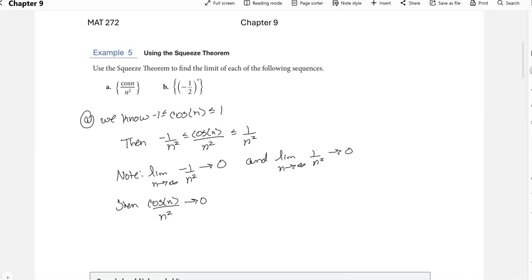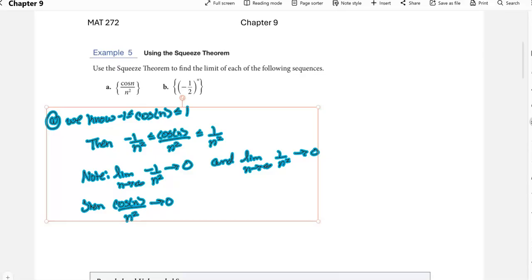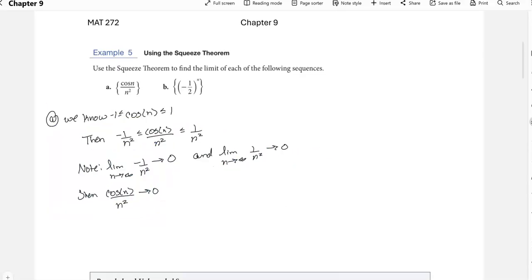Let's look at that next one. We have negative 1/2 raised to the nth power. We want to know what's happening to that guy. So give me just a second. I'm going to move all of this information over just a little bit so I have more room to write. So B.